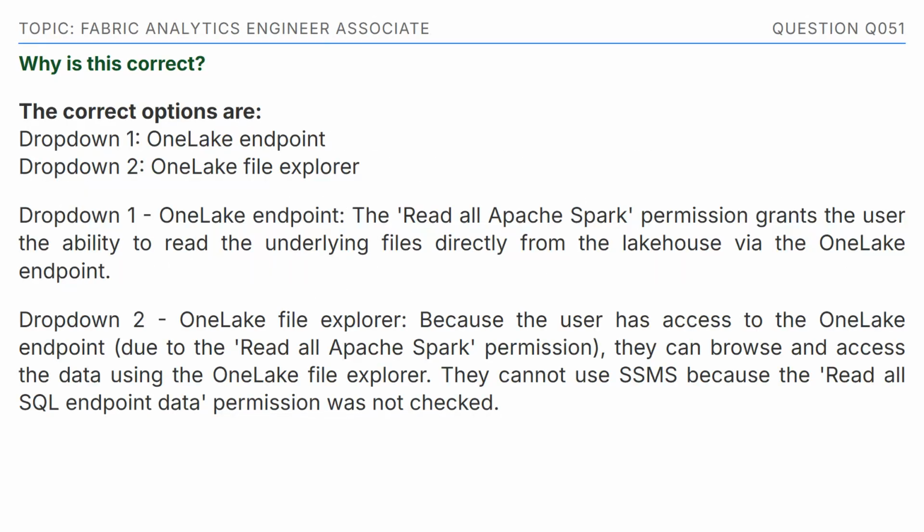The correct options are drop-down 1, OneLake endpoint, drop-down 2, OneLake File Explorer. Why are these options correct? Because drop-down 1, OneLake endpoint: the Read All Apache Spark permission grants the user the ability to read the underlying files directly from the Lakehouse via the OneLake endpoint.